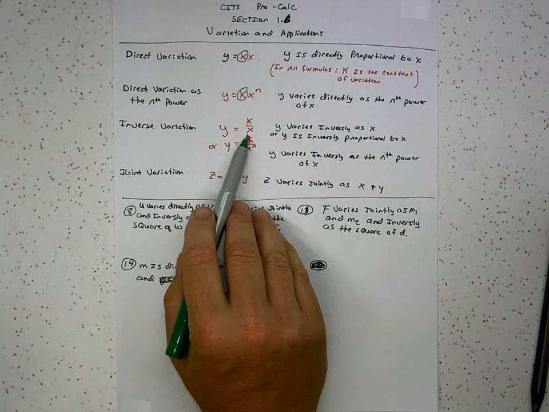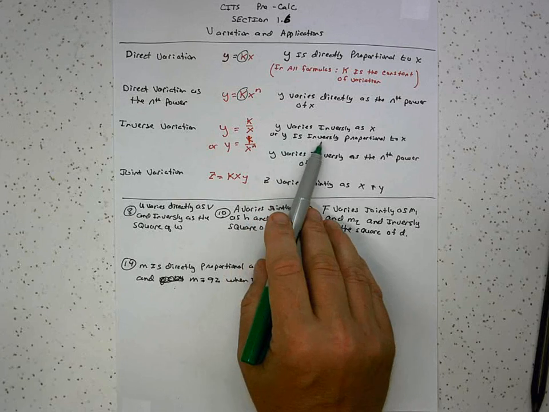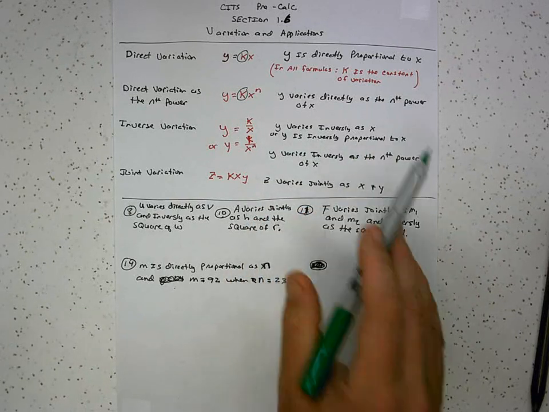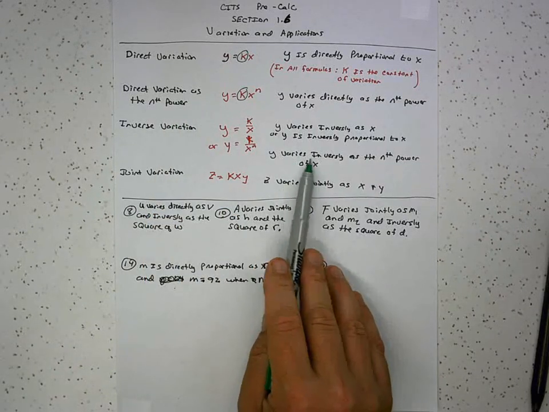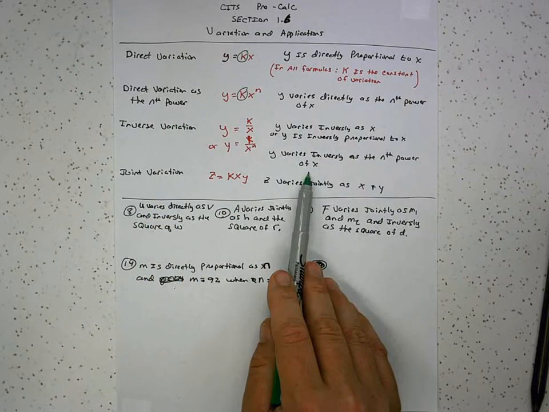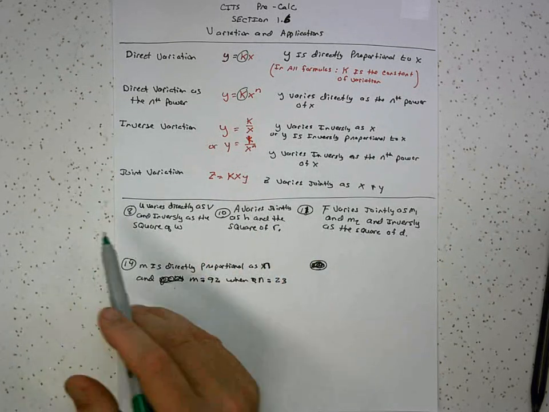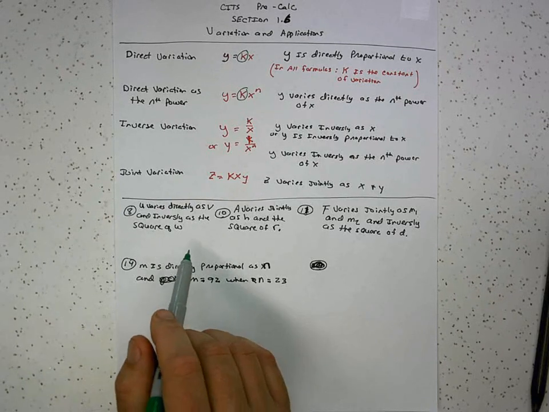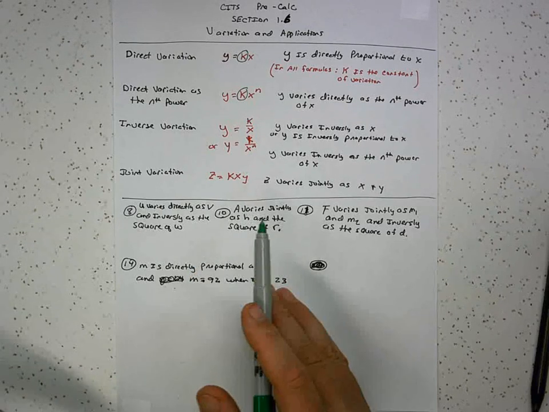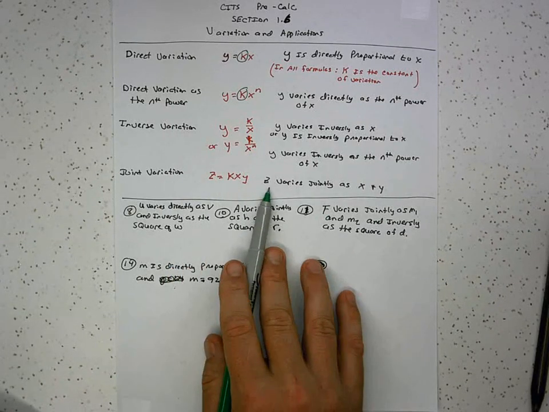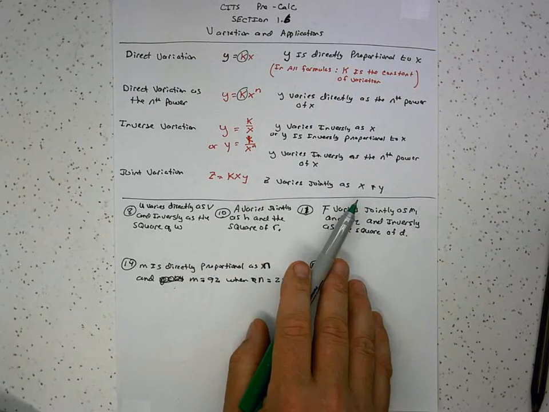Inverse variation just puts the variable on the bottom. Y varies inversely as x, or they could say y is inversely proportional to x. Again, we could do the same thing with the nth power. Y varies inversely as the nth power of x, so I'd have my k over x to the n. And then we have joint variation, where the variables are multiplied together. They could do joint on the bottom also, saying inversely jointly. But this is y varies jointly as x and y, so therefore they're all multiplied together.